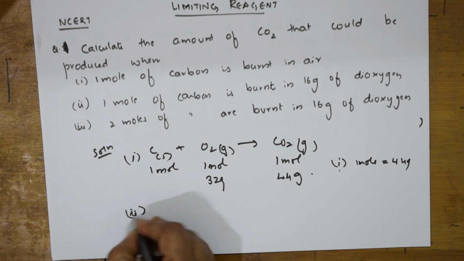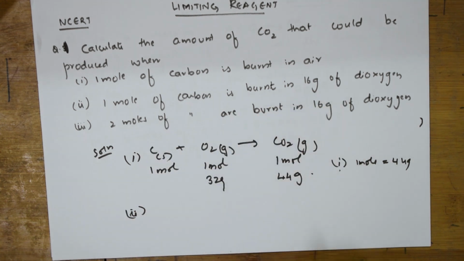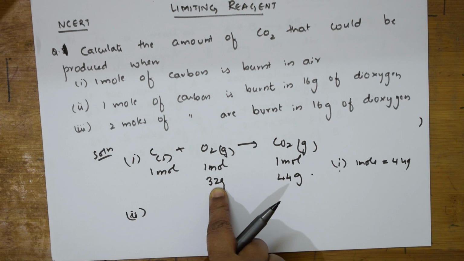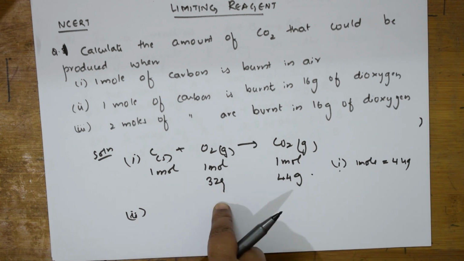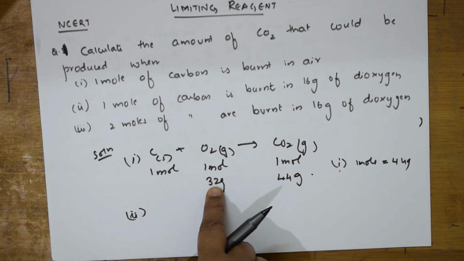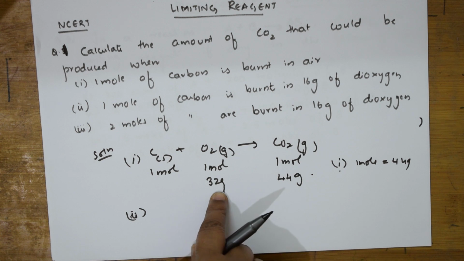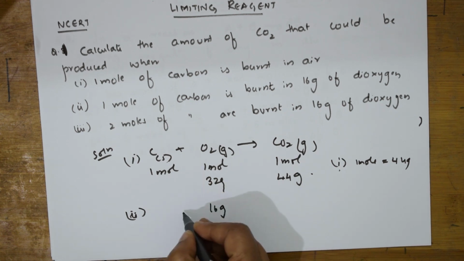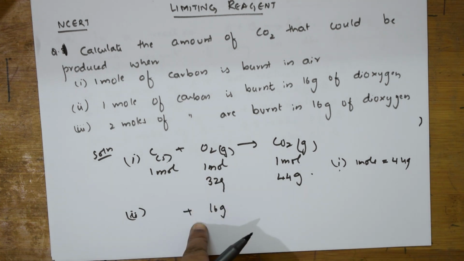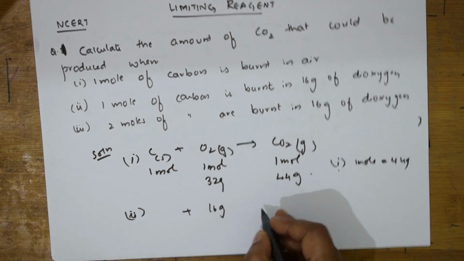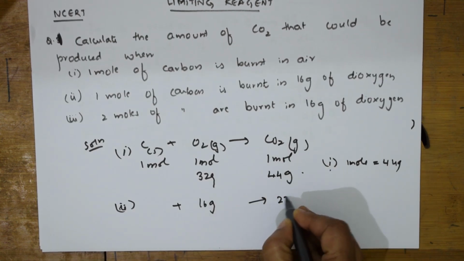The second question: 1 mole of carbon is burnt in 16 grams of dioxygen. That means normally 1 mole requires 32 grams for a reaction to occur. But now we have 16 grams. So what will happen? When 1 mole requires 32 grams, for 16 grams you require half the amount of carbon. So the amount of carbon dioxide produced by 16 grams has become half. This also will become 22 grams.